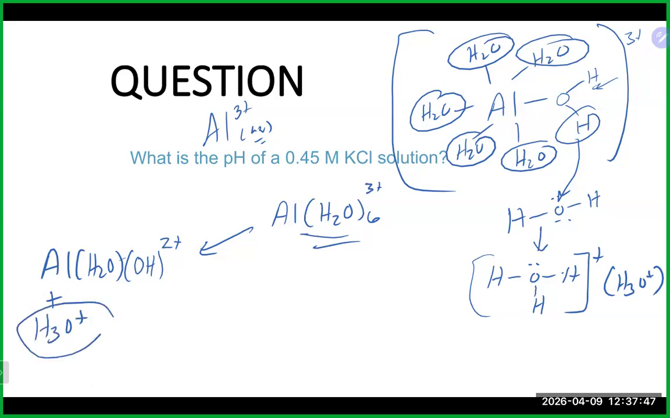So small metals that have positive charges, especially transition metals, +2s, +3s, have the ability to do this sort of hydrolysis reaction. And this is another way you can have an acidic salt. Any questions on that there?